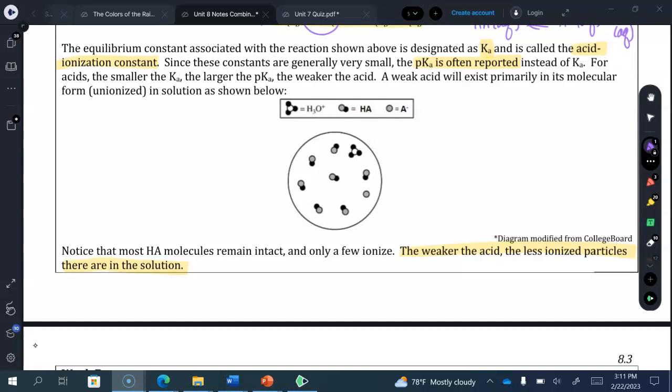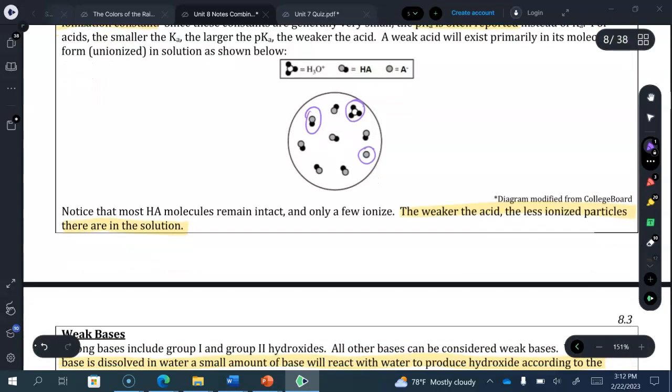A weak acid will exist primarily in its molecular or unionized form in solution, as shown in this molecular model, where we see the hydronium ion here, the conjugate base here, but all of the unionized weak acids still stuck together. Notice that most of the weak acid molecules remain intact and only a few ionize. The weaker the acid, the fewer ionized particles there are in the solution.